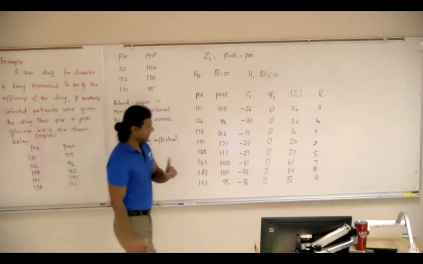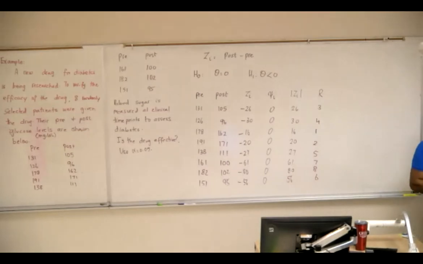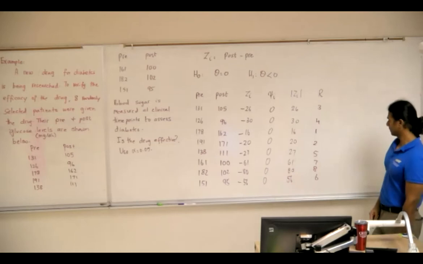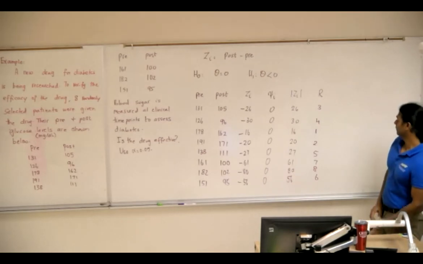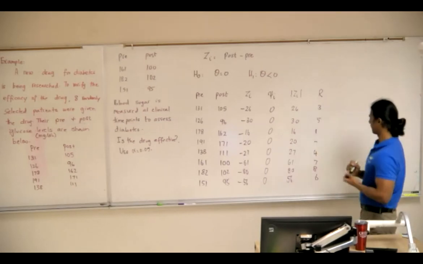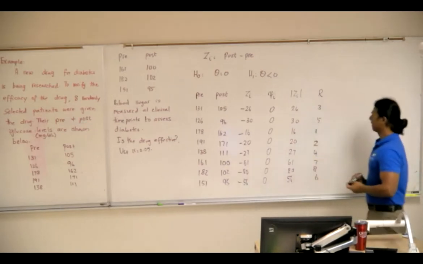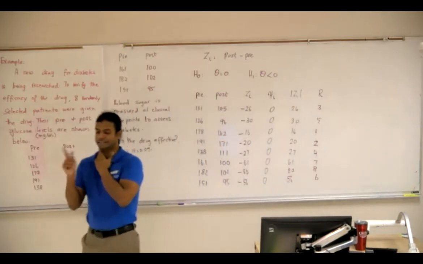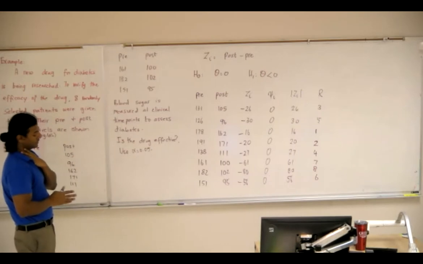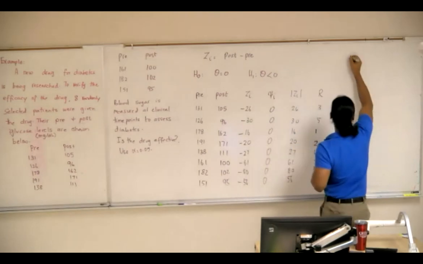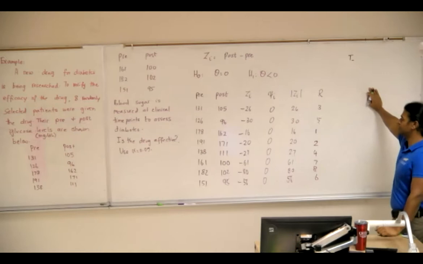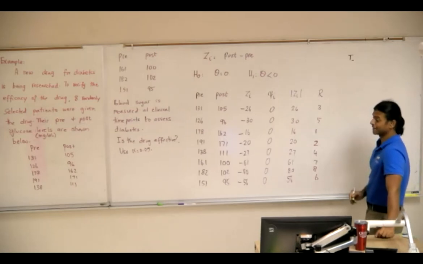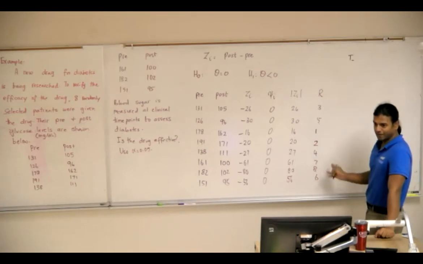Yes. What is T plus? T plus is simply the sum of all the ranks that correspond to a positive sign. In other words, psi i being 1. So the positive ranks would give us, if you add all the ranks corresponding to positive signs, you get T plus. If you add all the ranks corresponding to negative signs, you get T minus. So T minus is simply the sum of all the ranks corresponding to negative signs. Well, if you add all of them together, it's simply the sum of n natural numbers, right? I'm just adding 1 through 8.